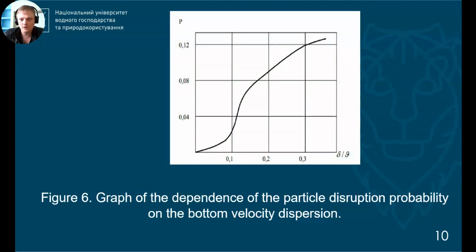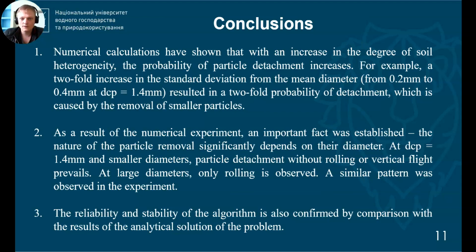Figure 6 shows a graph of the dependence of the probability of particle disruption on the dispersion of the bottom velocity. As can be seen, with an increase in the dispersion of the bottom velocity, the probability of disruption increases. And at the value of 0.05 to 0.1, the probability of disruption is close to 0.01. As a result, we can conclude that numerical calculations have shown that with an increase in the degree of soil heterogeneity, the probability of particle detachment increases.